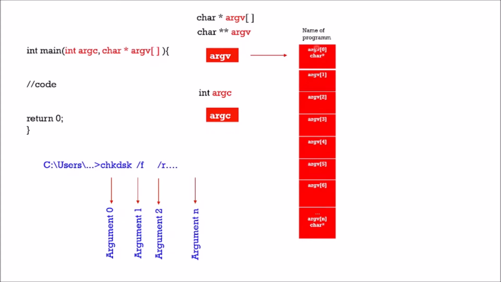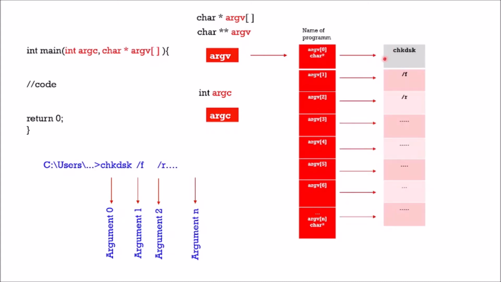So we have here an array which stores pointers to character. So what's the pointer to character in the first location? It is a pointer pointing to the string of the first argument, which is in this case checkdisk. Okay, so the location number 1 will be for argument 1, which is /f, just like in here, and so on and so forth, depending on how many arguments I input from the command line.